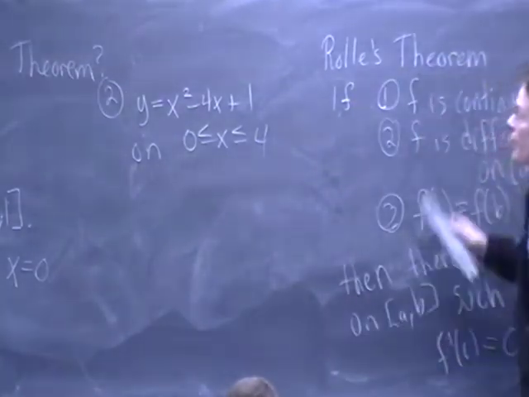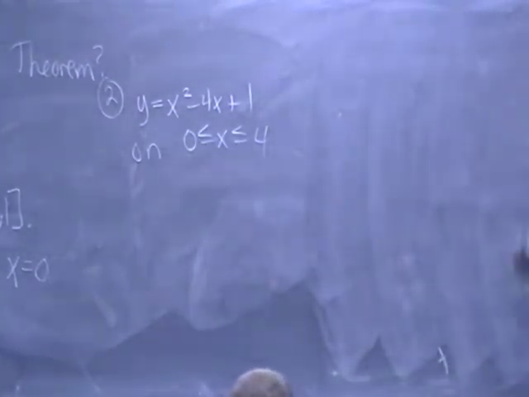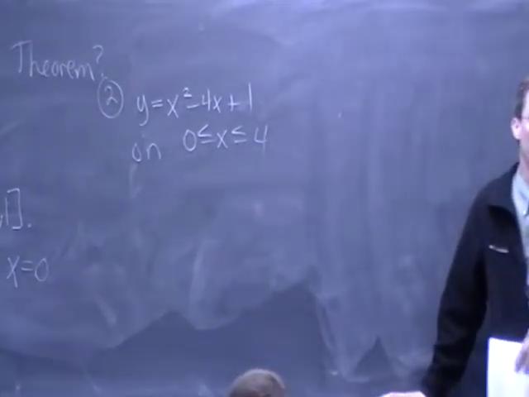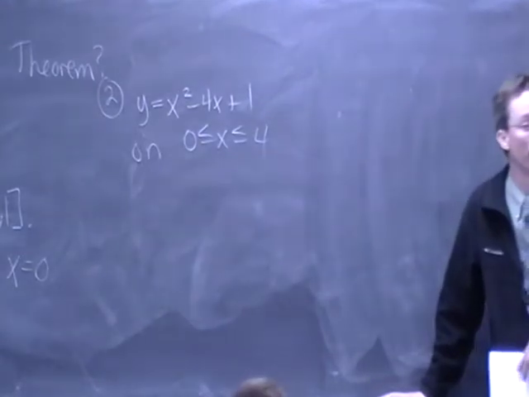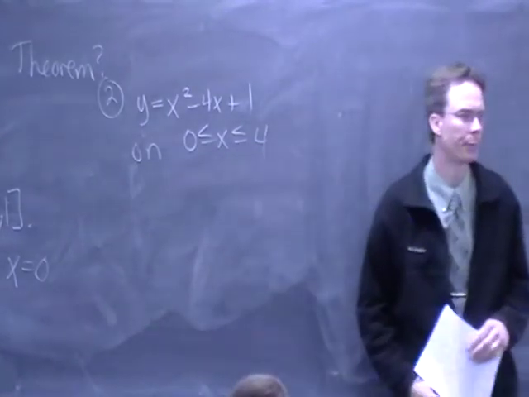y equals x squared minus 4x plus 1 on 0 is less than or equal to x is less than or equal to 4. So stop using interval notation. But you can just easily write the interval 0 to 4 with brackets on it. It would mean the same thing as this does.